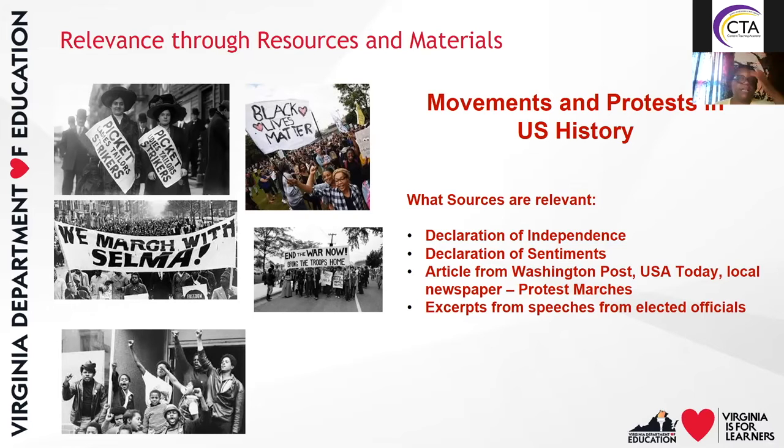Articles from the Washington Post, USA Today, local newspapers about protest marches. There was a teacher of mine that decided to look at one day in history when the United States declared war on Japan for World War II. How did local papers cover that announcement? So you can take any of these marches and look at how your local paper covered these marches. What type of language did they use? What facts were they using?